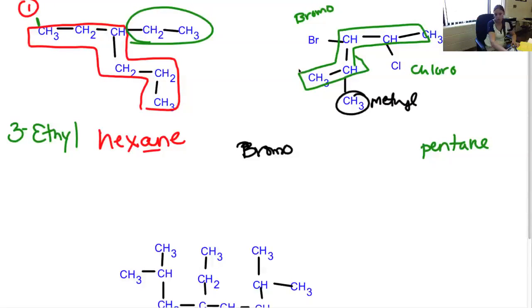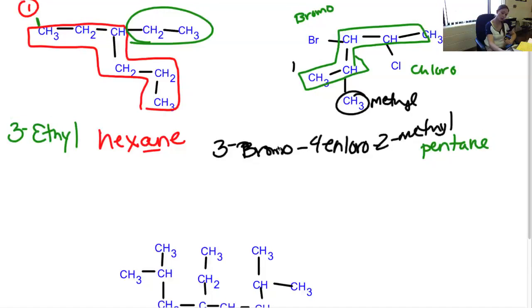So I'm going to start over here, call that 1. So I would be 3-bromo. Okay, I'm going to do my chloro one next. So 1, 2, 3, 4. So I'd be 4-chloro. This methyl group was next, so 2-methyl. You should put dashes in between there. So the name of this guy is 3-bromo-4-chloro-2-methylpentane.